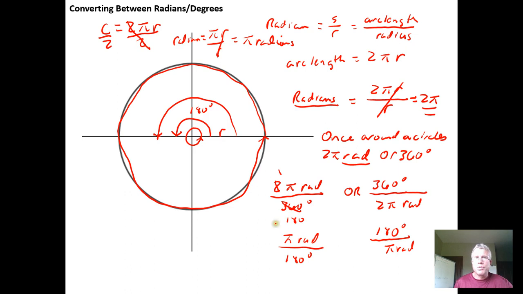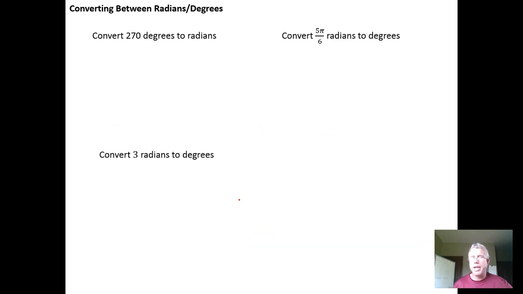So we can use these relationships to convert between degrees and radians. And you don't really need to memorize them. It's really just, hey, the circumference of the circle divided by the radius of the circle gives you 2 pi radians. And once around a circle's 360 degrees, you can set up your relationship between degrees and radians.